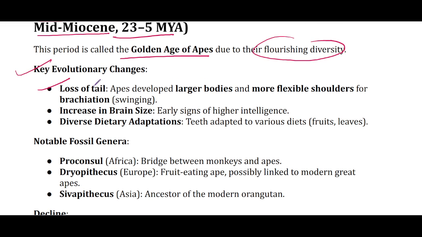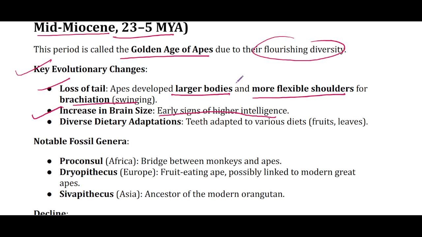First is loss of tail. So apes developed larger bodies and more flexible shoulders for brachiation. Brachiation means swinging upon the branches of trees. Then the second change was increase in brain size. That was an early sign of higher intelligence.